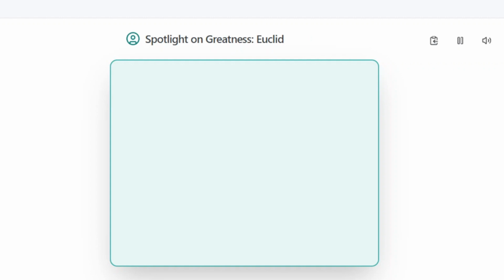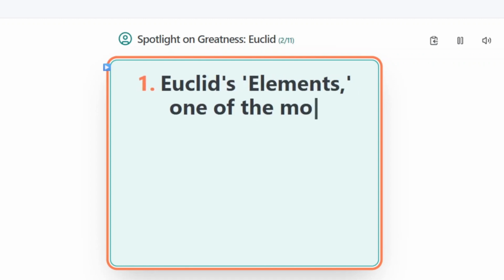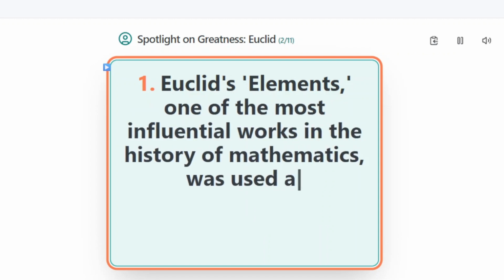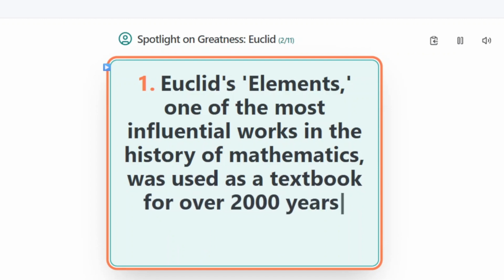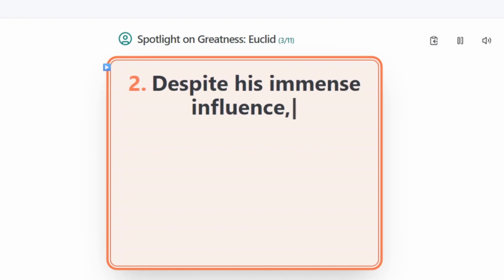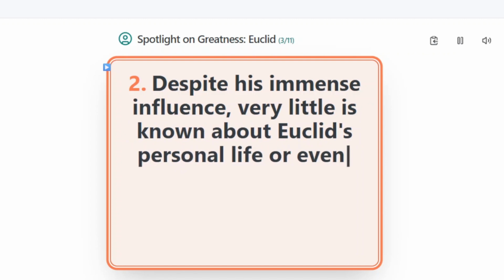Now starting, spotlight on greatness. Spotlight on greatness, Euclid. Euclid's Elements, one of the most influential works in the history of mathematics, was used as a textbook for over 2,000 years. Despite his immense influence, very little is known about Euclid's personal life or even when and where he was born.